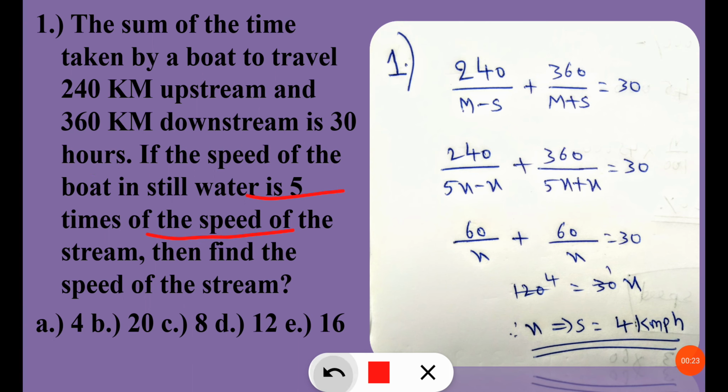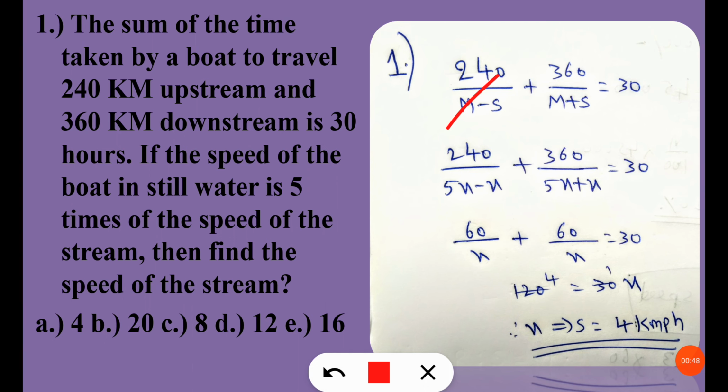speed of the stream. It was given that the distance for upstream is 240 kilometers and distance for downstream is 360 kilometers. The total duration taken to travel upstream and downstream as well is 30 hours, and it is also given that speed of the boat is 5 times more than the speed of the stream, and we were asked to find out the speed of the stream. Let's move to the solution.